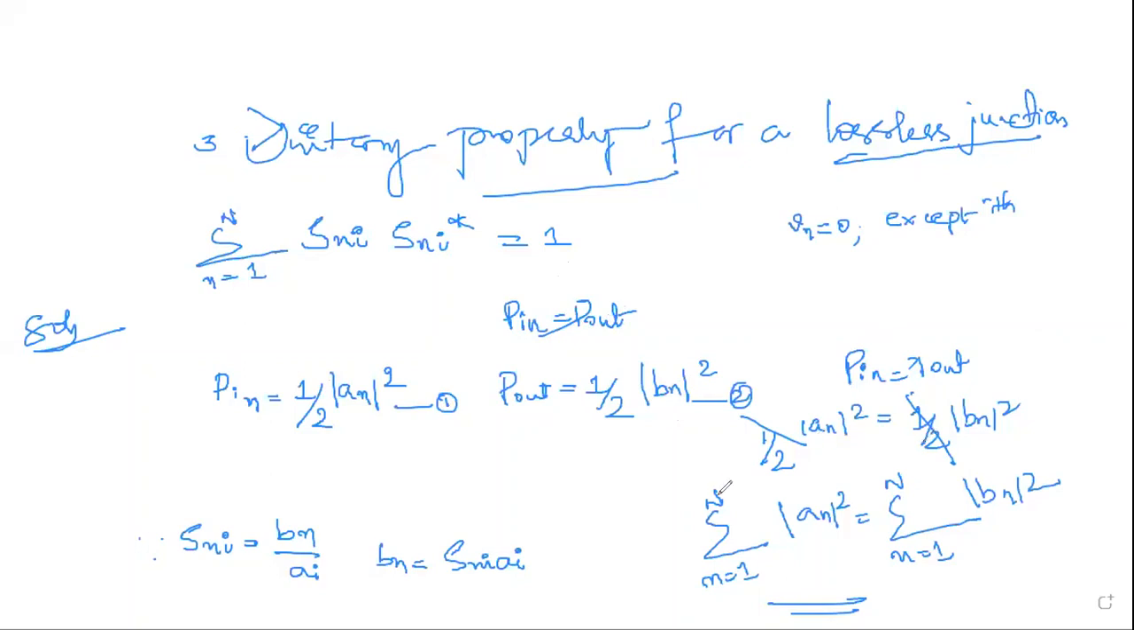Now I have to relate this to the multiport network. So if I consider summation n is equal to 1 to n, magnitude of An square is equal to summation n is equal to 1 to n, magnitude of Bn square. We know that if we consider n network and ith port, the scattering parameter Sni can be written as Bn by Ai. From this, I'll take Bn is equal to Sni into Ai. Is that fine?